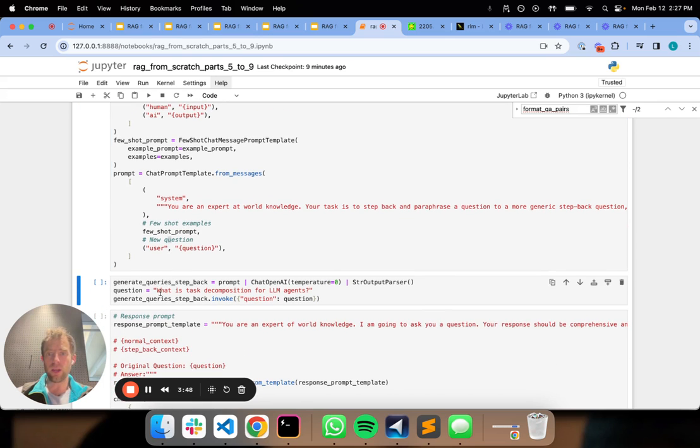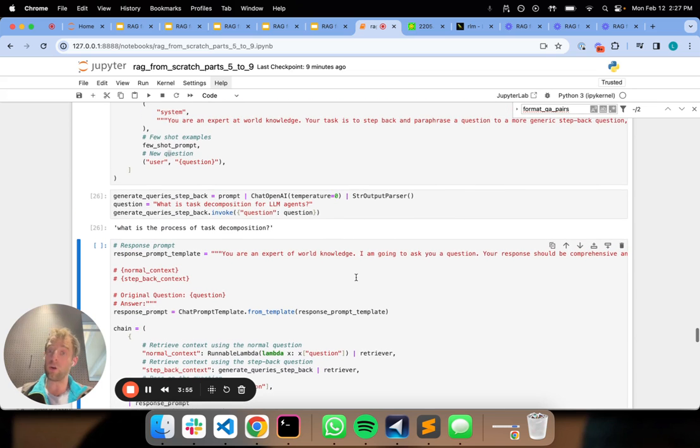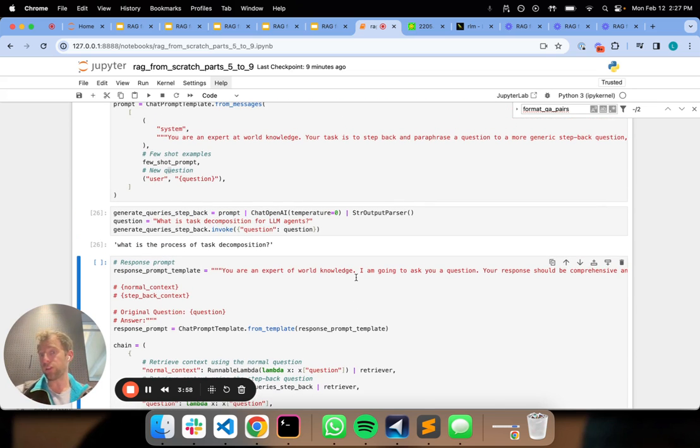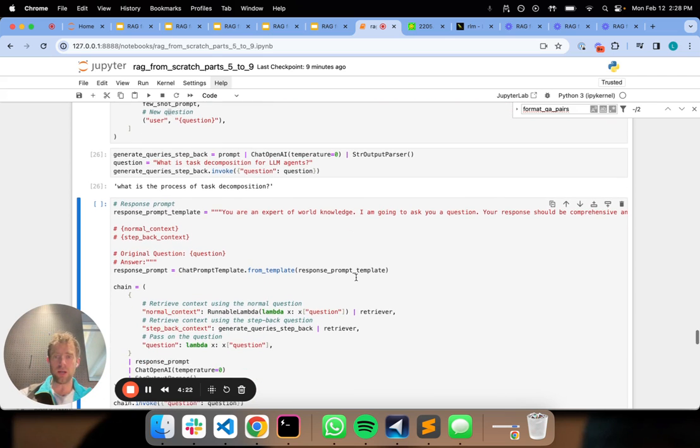So, okay. Let's start with the question, what is task composition for LLM agents? And we're going to say generate step back question. Okay, so this is pretty intuitive, right? What is the process of task composition? So not worrying as much about agents, but what is the process of task composition in general? And then hopefully that can be independently retrieved. We can independently retrieve documents related to the step back question. And in addition, retrieve documents related to the actual question and combine those to produce a final answer. So that's really all that's going on.